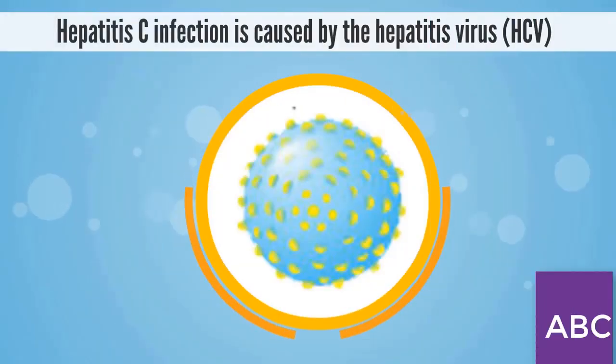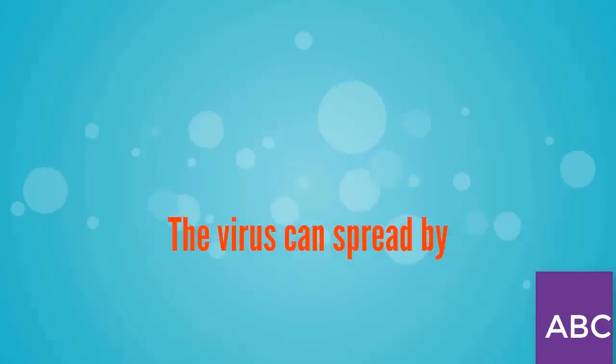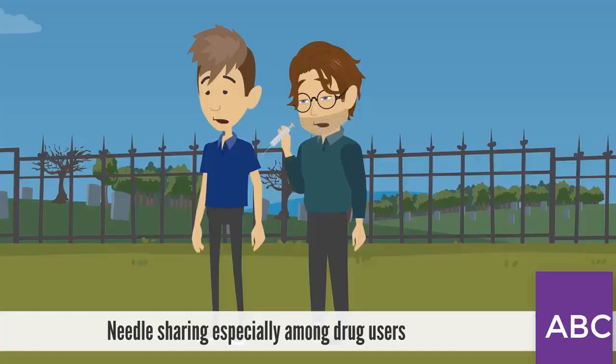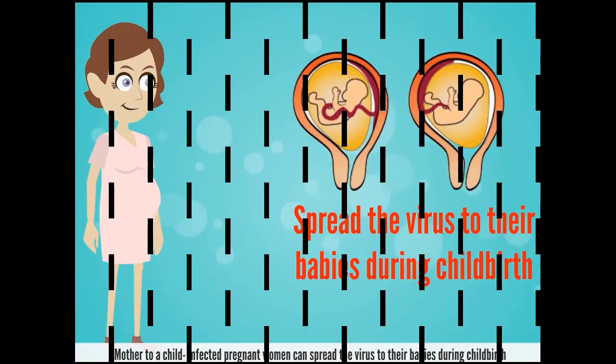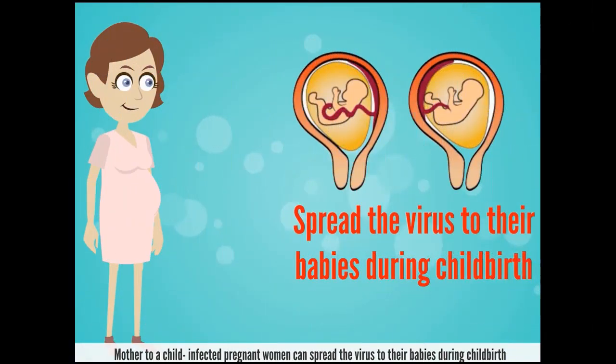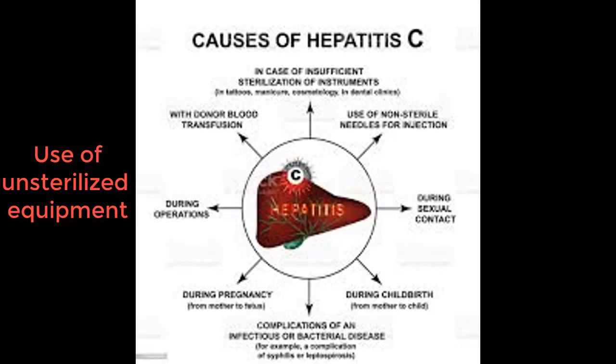Hepatitis C can be caused by the hepatitis C virus, also known as HCV, and it can be spread through contact with contaminated blood, which is usually spread by sharing of needles, especially among drug users, blood transfusion, sexual contact, operation, during pregnancy, during childbirth, or complication of an infectious bacterial disease. And also, it can be spread in the case of insufficient sterilization of instruments.